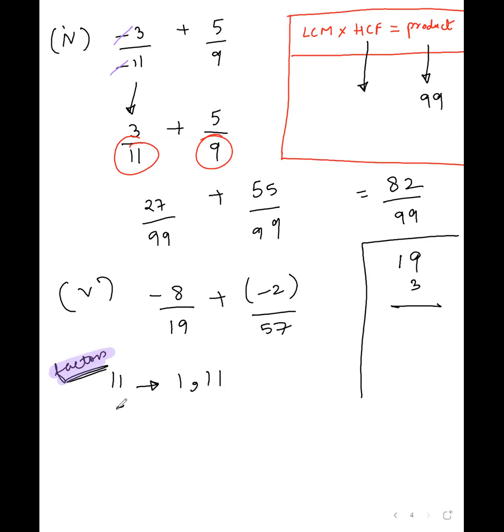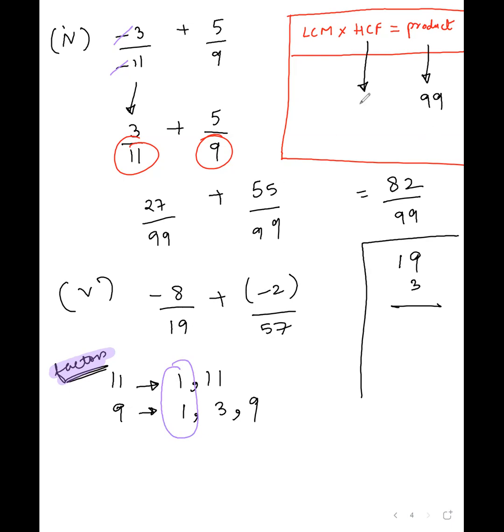What are the factors of 9? 1, 3, and 9. Very good. So how many common factors do they have? Only one, right? One. Right. So this itself is the highest common factor, HCF. Okay, understood. So the HCF is what?